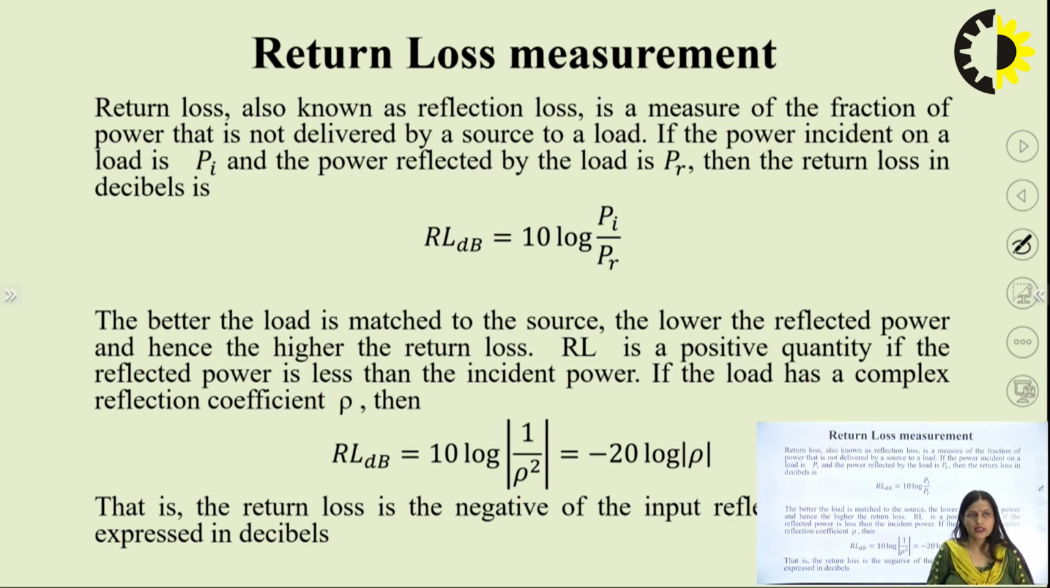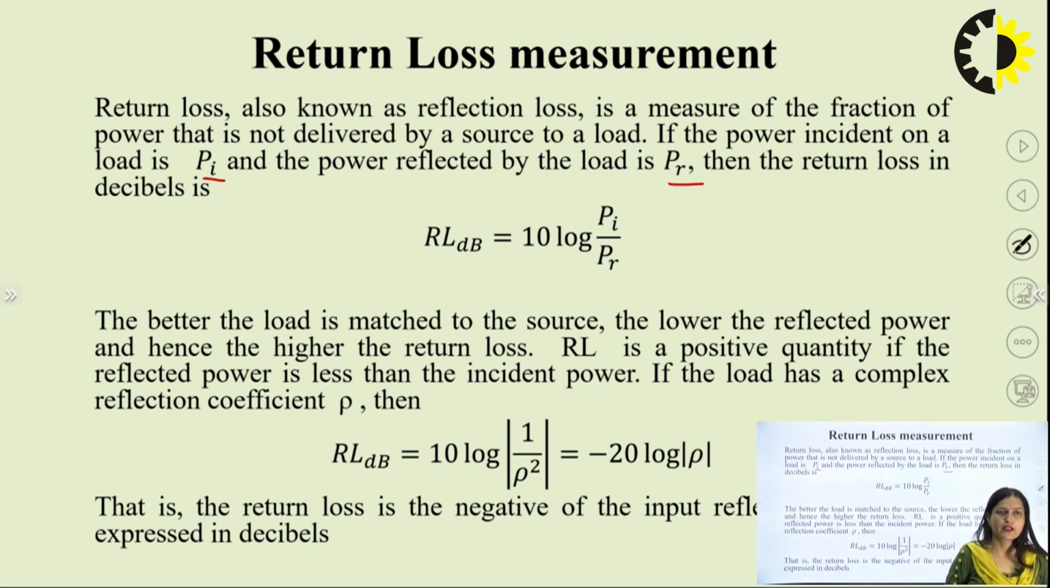If the power incident on a load is Pi, considering that we are giving input power as Pi, and the power which is reflected by the load is PR, then the return loss in decibels can be expressed as 10 log Pi by PR. It means the ratio of input power by your reflected power with 10 log. Why is this 10 log? Because we have represented it in decibels.